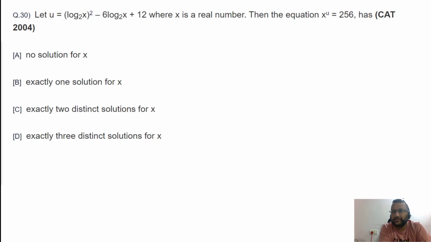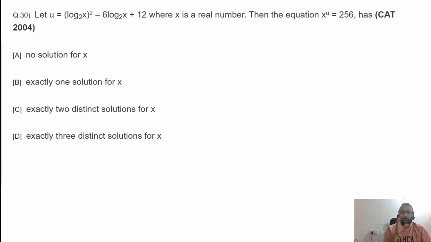The next question is from CAT 2004. Over here one logarithmic equation is given in terms of u, where x is a real number. Then the value of x to the power u is equal to 256. This equation, x to the power u is equal to 256, has how many solutions? No solution for x, exactly one solution, exactly two distinct solutions, exactly three distinct solutions. This is what we need to identify over here.